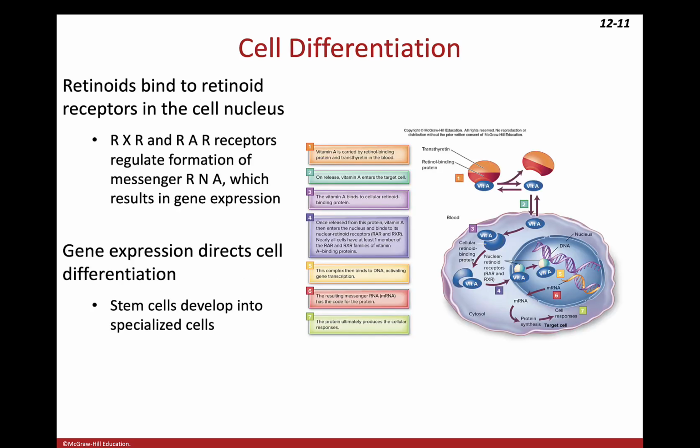Now here we're looking at the role of vitamin A in cell differentiation. This is a process that happens within the nucleus and is very tied into gene expression. Retinoids will bind to retinoid receptors found in our cell nuclei. Why this is important is they regulate the formation of messenger RNA, and this eventually results in gene expression. Gene expression will direct cell differentiation. So this is how stem cells develop into specialized cells.